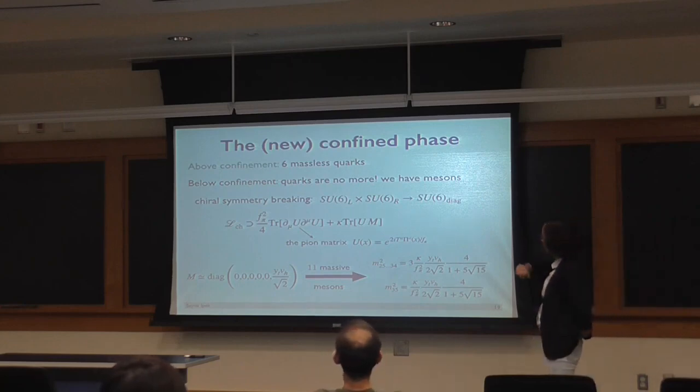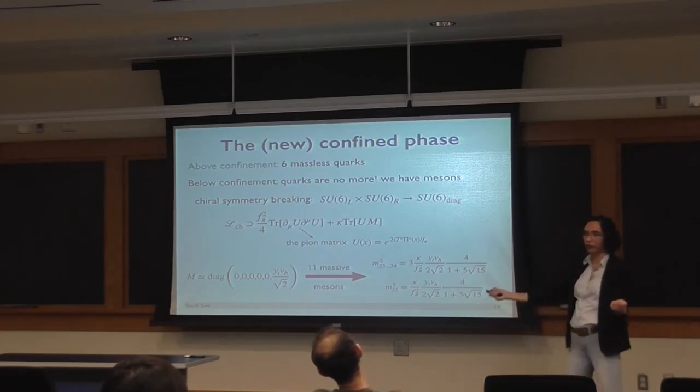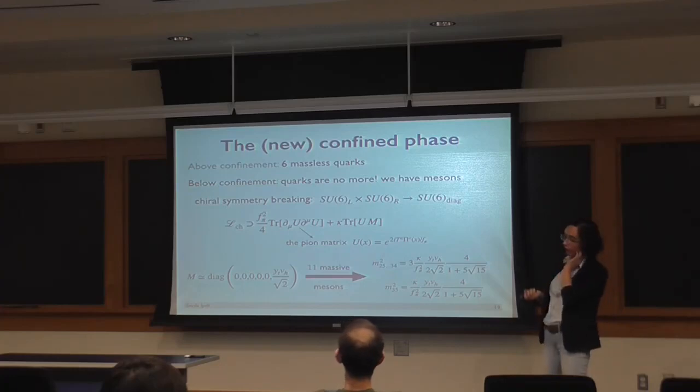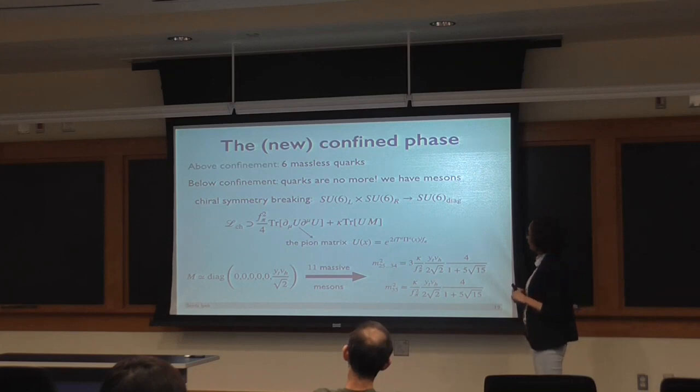Right. So as I said, above QCD confinement, your degrees of freedom are quarks, and your finite temperature corrections come from quarks. But below confinement, you don't have quarks anymore. You only have, let's look at mesons. You only have mesons and hadrons.